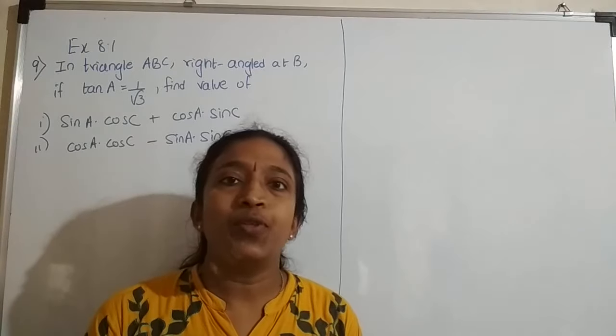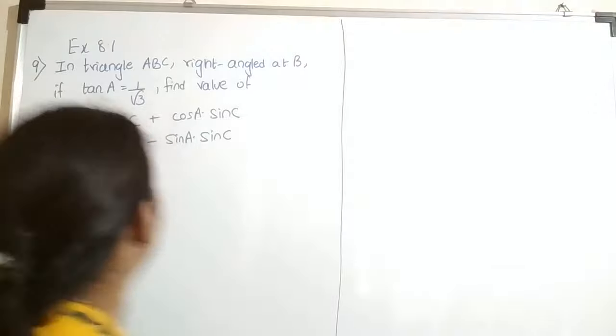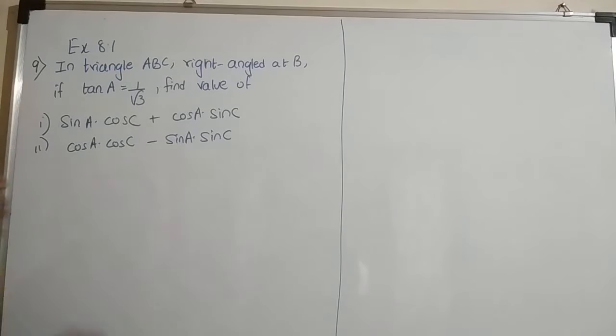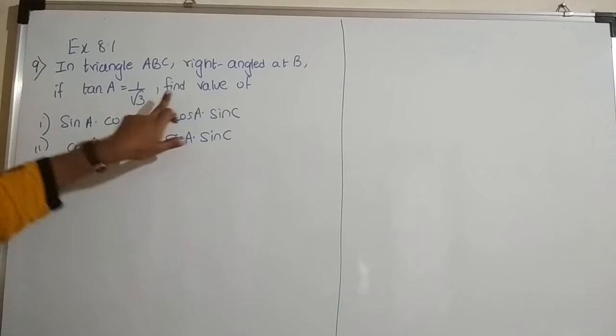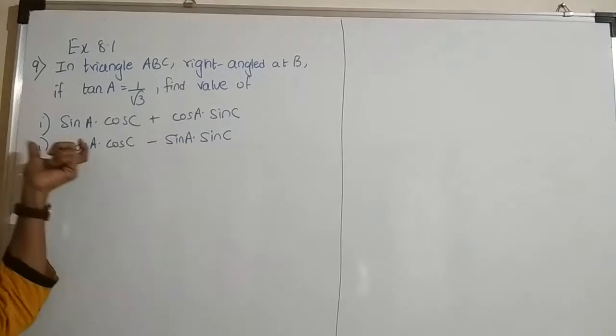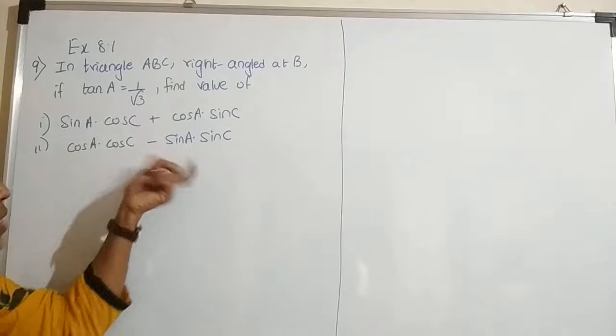Students, so we'll be solving exercise 8.1, continuation of recap session. Question number 9: In triangle ABC, right angled at B, if tan A is 1 upon root 3, find the value of sin A cos C plus cos A sin C, and cos A cos C minus sin A sin C.